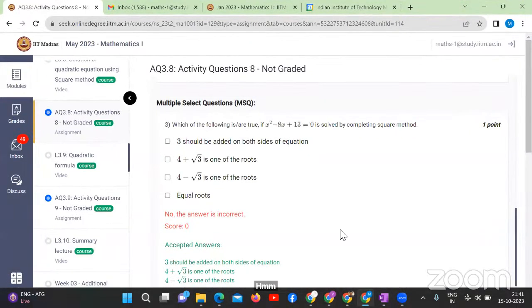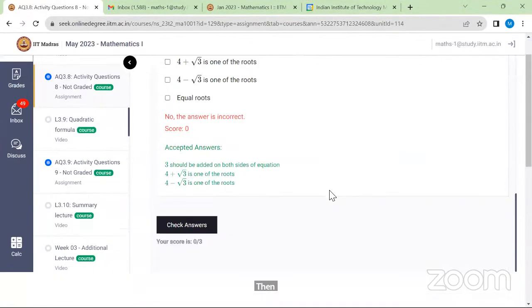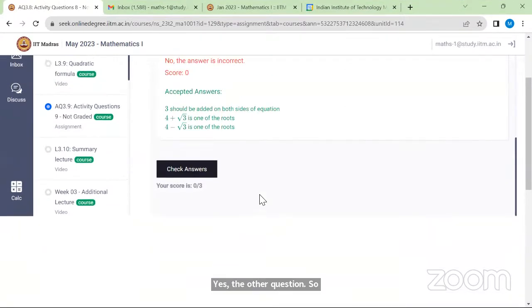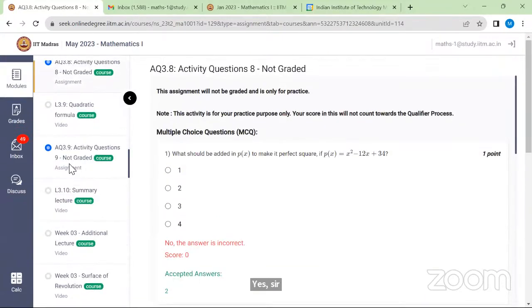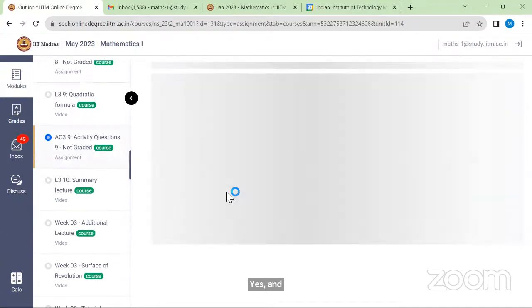Let's move to the other question. Is this done? Shall we move to the next question? Yes, sir. So 3.8 is done, and I don't think there is any question more. 3.4.